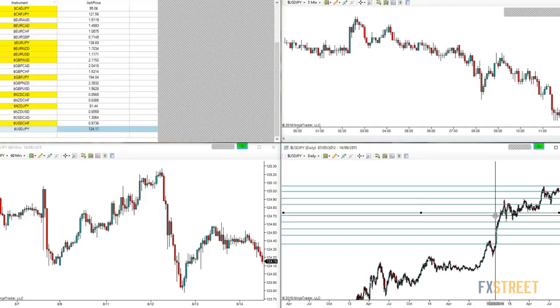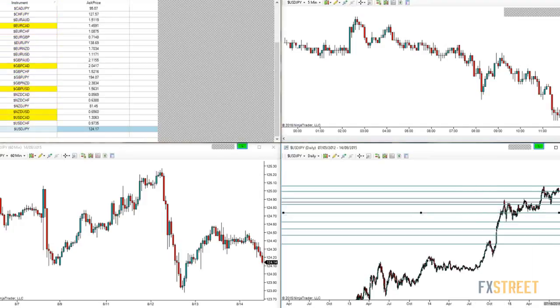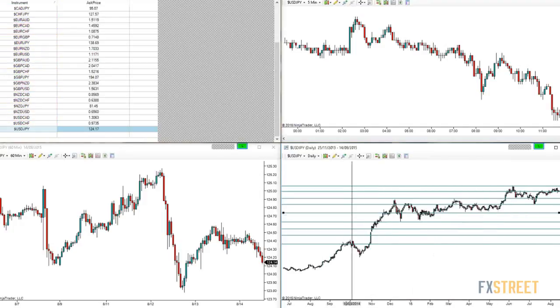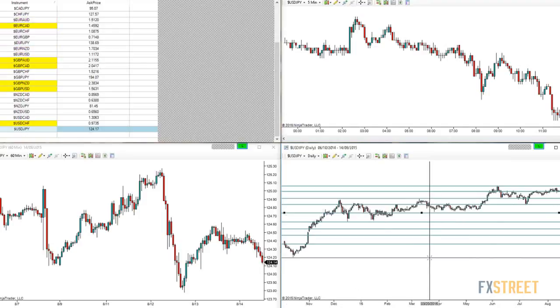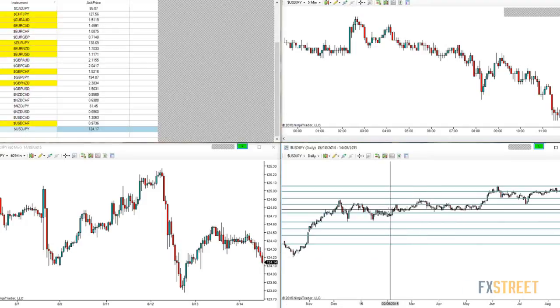really? That's ridiculous, isn't it? Do you need any more proof that the market pays attention to these levels? Do you? Anybody need any more? Looking at that there? Ridiculous.